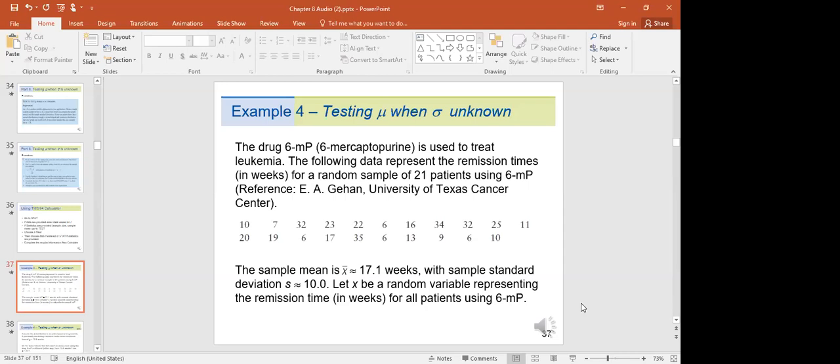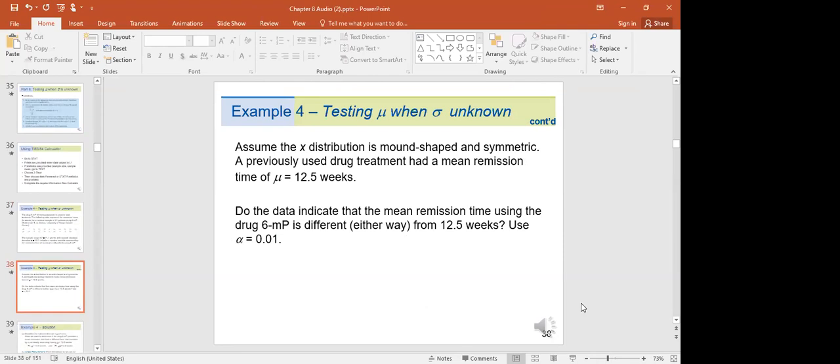Okay, so now we are going to come back to the calculator later. So we have the data and we will be asked to assume the distribution is mound-shaped and symmetric. That is, it is normally distributed. A previously studied drug treatment had a mean remission time of mu equals 12.5. Do the data indicate that the mean remission time using the drug 6-MP is different from 12.5? So this is the claim. The mean remission time is different from 12.5. Use alpha equals 0.01.